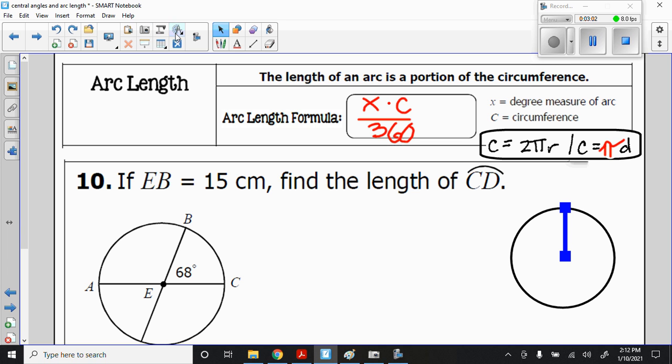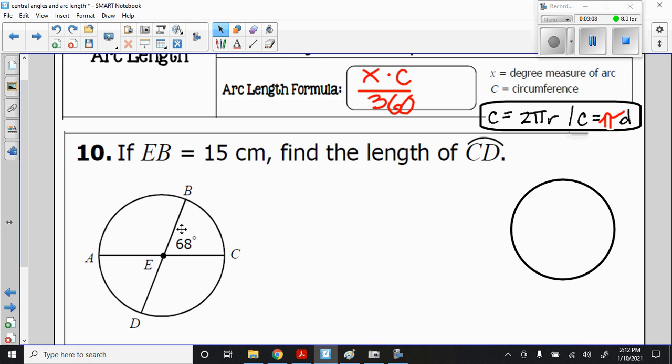Okay, so here we go. I'm going to go nice and slow. So if EB is 15, first, let's take a look at this EB. EB is 15. Understand what that is. That's a radius. That means I'm using this circumference formula because it gives me a radius. So you just use whichever one they give you. They either give you the r or they give you the diameter. So half or the whole.